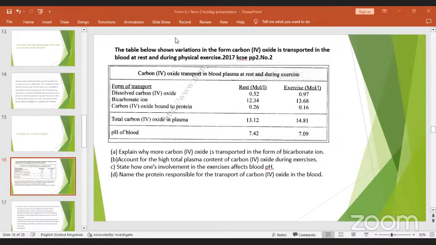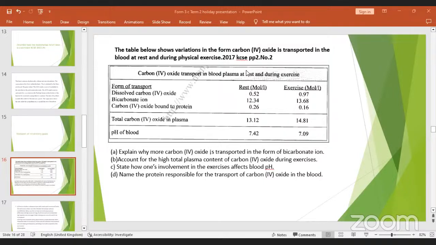Why is it that carbon dioxide is transported in the form of hydrogen carbonate ion or bicarbonate ion? To avoid altering the pH of the blood. Okay, to avoid altering the pH. Not really. That is why carbon dioxide is transported in the red blood cells. So, to avoid altering the pH is an answer for why carbon dioxide is transported in the red blood cells. So, tunaelewana? Yes, sir. So I want an answer. Let me give you the answer.